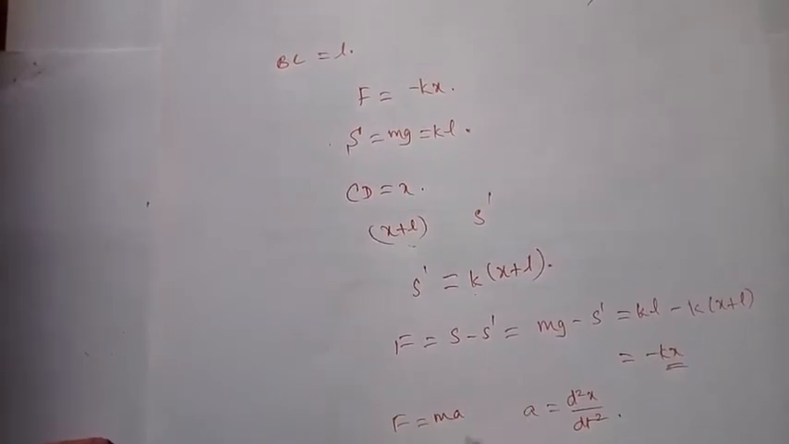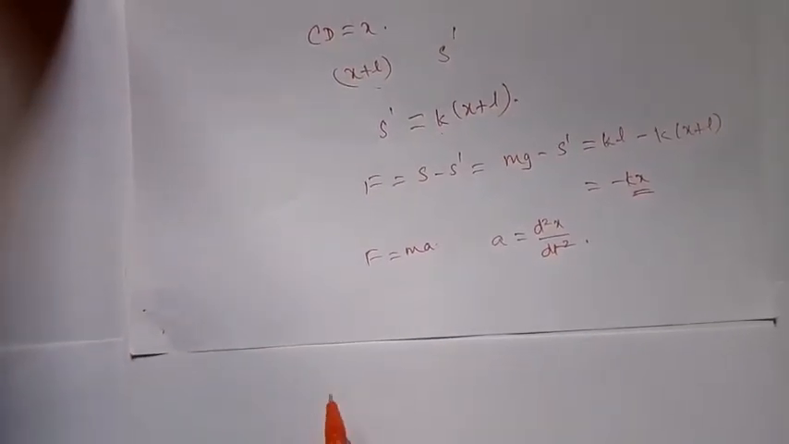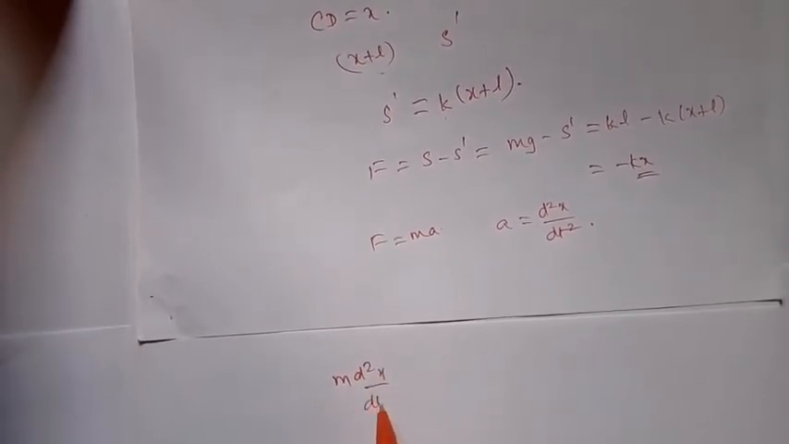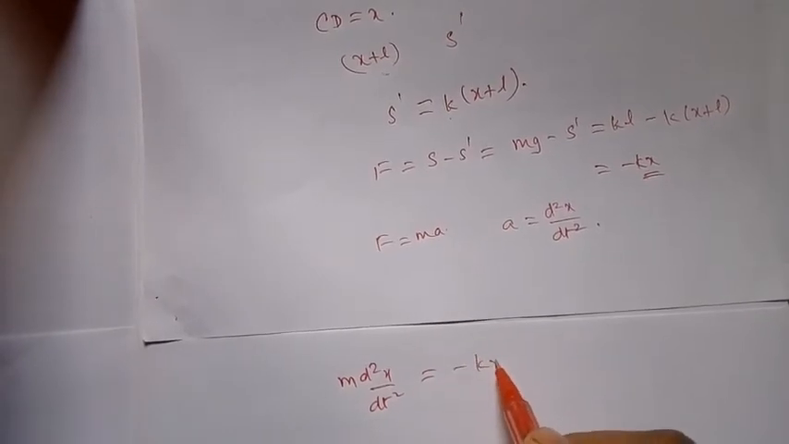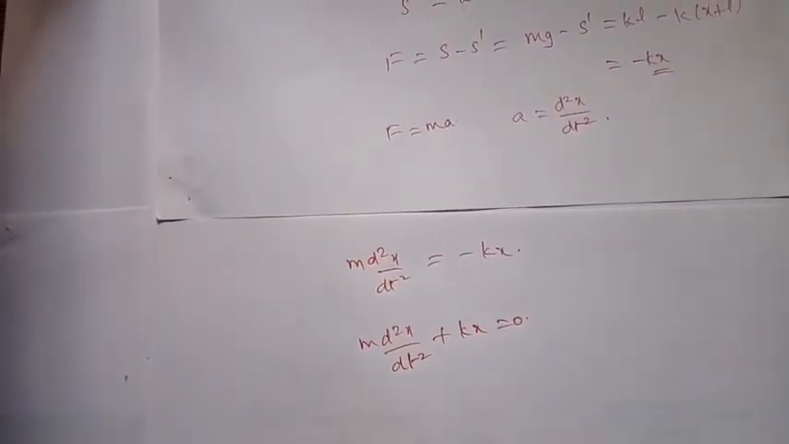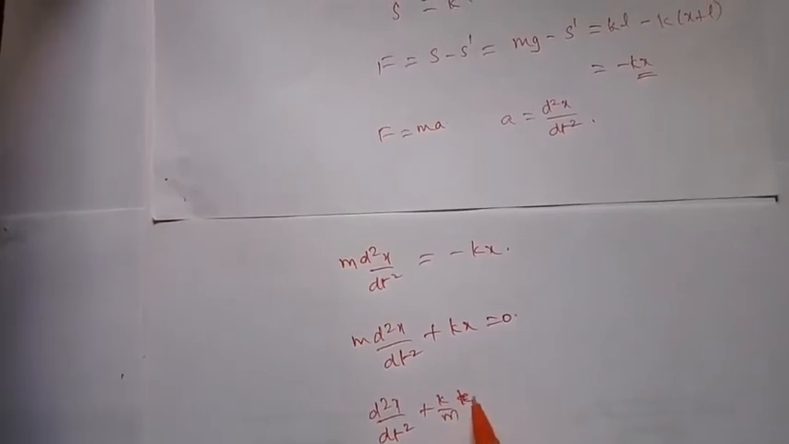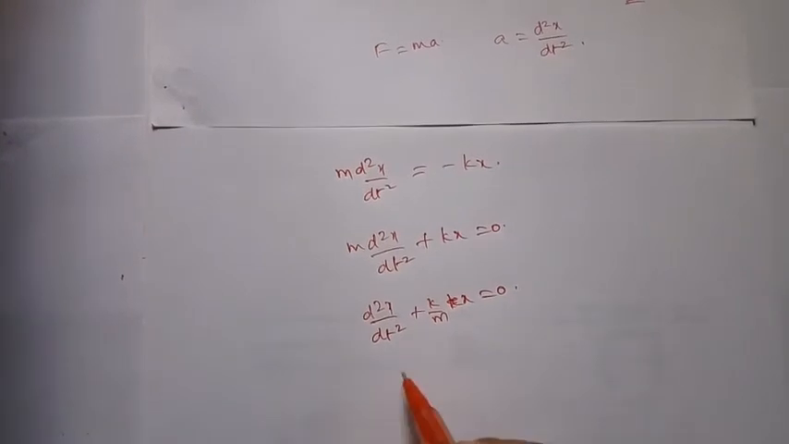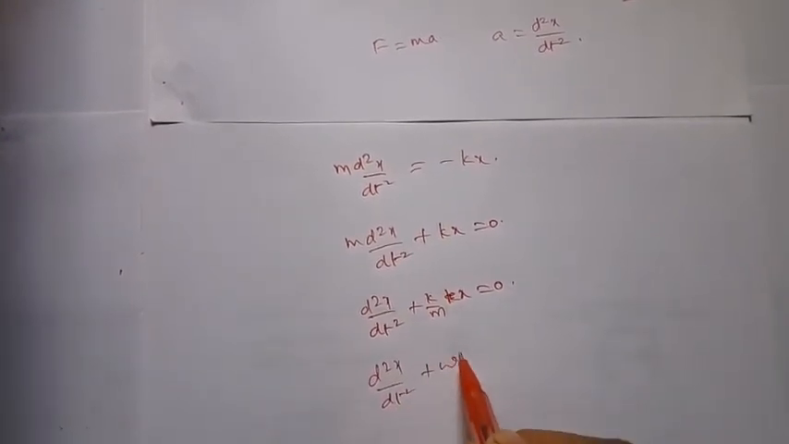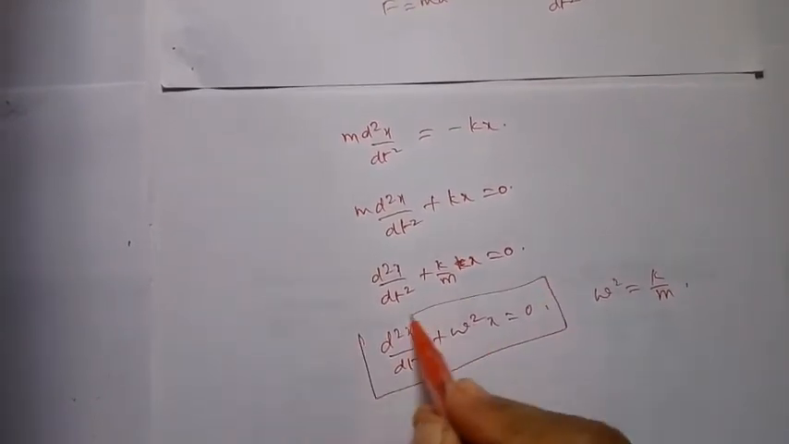So we can equate the two equations. Equating, you can write m into d square x by dt square is equal to minus kx. Rewriting, m d square x by dt square plus kx is equal to 0, or further dividing by m, d square x by dt square plus k by m x is equal to 0. You can rewrite this as d square x by dt square plus omega square x is equal to 0, where omega square is equal to k by m. It's an important equation, of course.